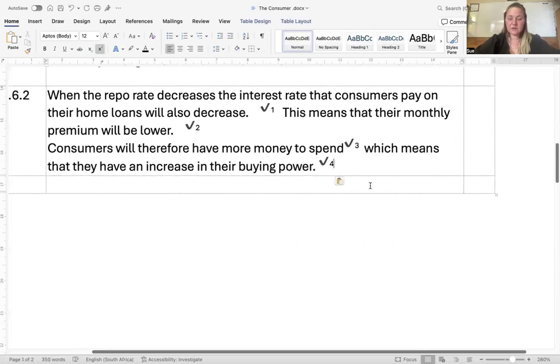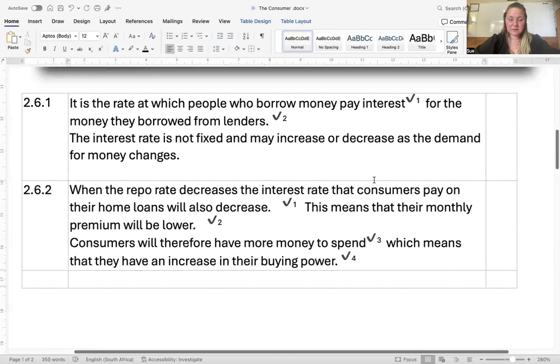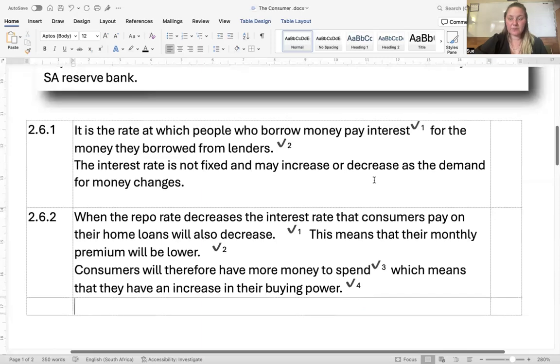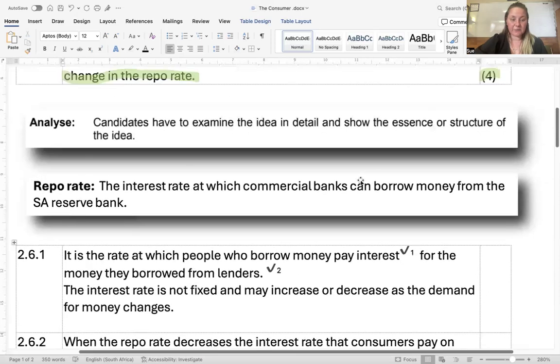All right. So there are our 2 questions on interest rates, repo rates. I hope that this helps, and I hope that it helps for you to be able to answer an analyze question. Let me know if there's anything specific that I can help with.